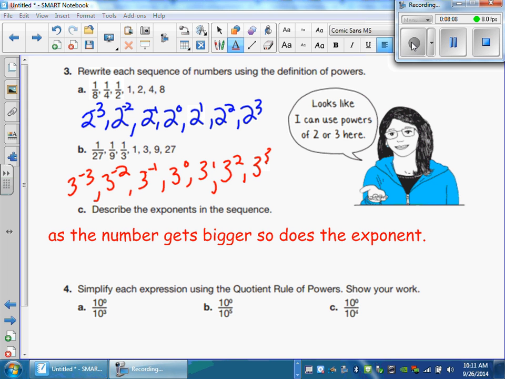You and your group should be able to solve A, B, C on number 4. They want you to simplify the expression using the quotient rule. Remember, the quotient rule means if you're dividing your bases, you're going to subtract your exponents. And you'll notice that 0's on the top, so 0 minus anything is most likely going to give you a negative number. So 0 minus 3 will give you 10 to the negative third, and so on and so forth. You can follow those patterns and figure those ones out.